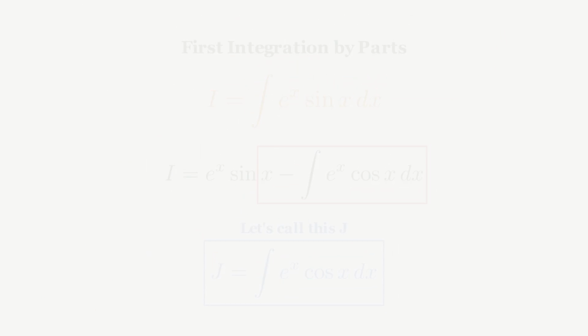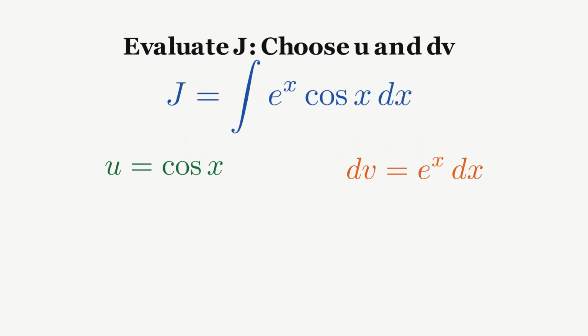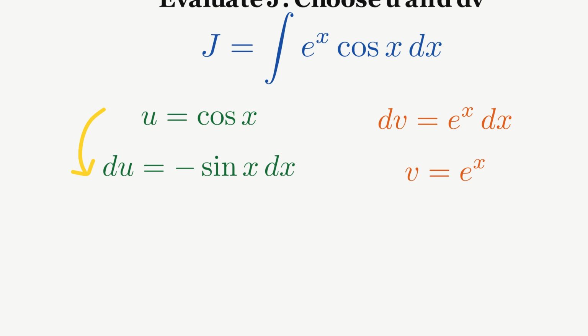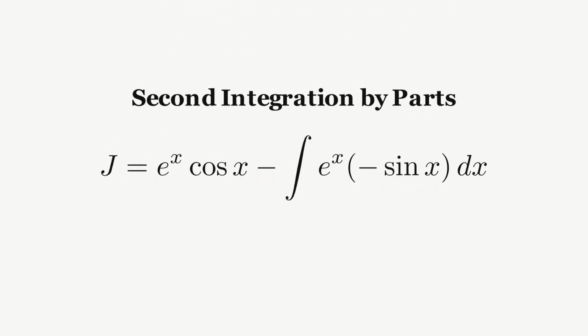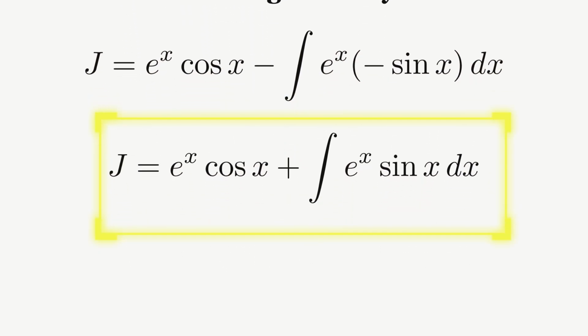To do that, we'll apply integration by parts one more time. This time, choose u equals cosine x. Its derivative is negative sine x. Again, choose dv equals e to the power x with respect to x. Its integral is still e to the power x. Now substitute everything into the formula. After simplifying, we obtain J equals e to the power x times cosine x plus the integral of e to the power x times sine x with respect to x.